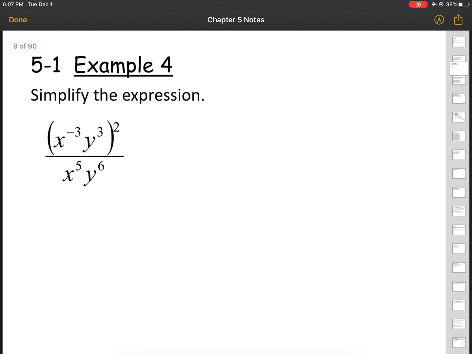And our last example here, I'm going to simplify this one. Even though it looks scary, remember all of your properties that we talked about at the beginning. Right off the bat, I see this power of 2 outside. What I could do with that is distribute it to the inside. Our power of a product rule told us that. So I get x, and negative 3 times 2 is negative 6. And for the y, 3 times 2 is 6, all over x to the 5th, y to the 6th.